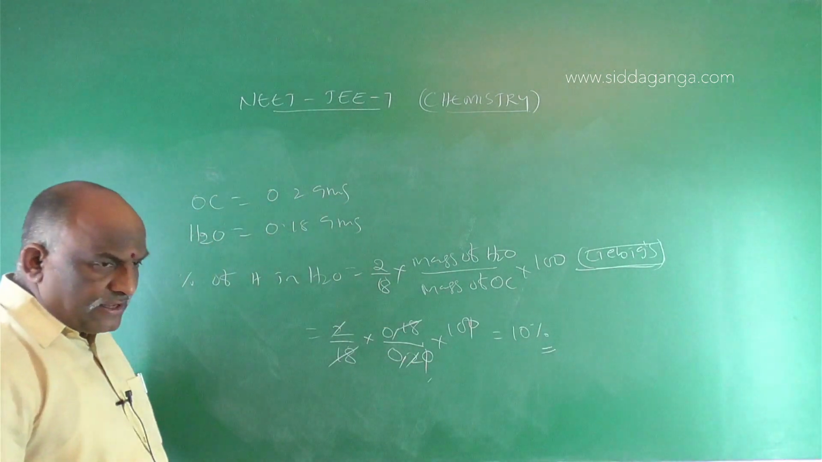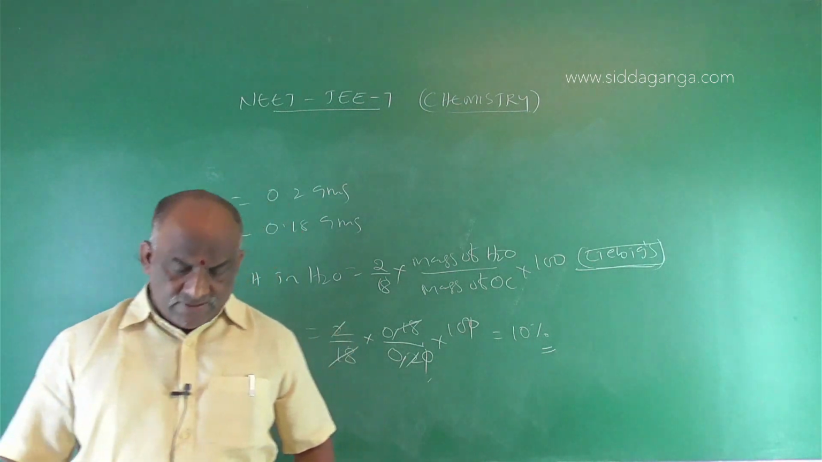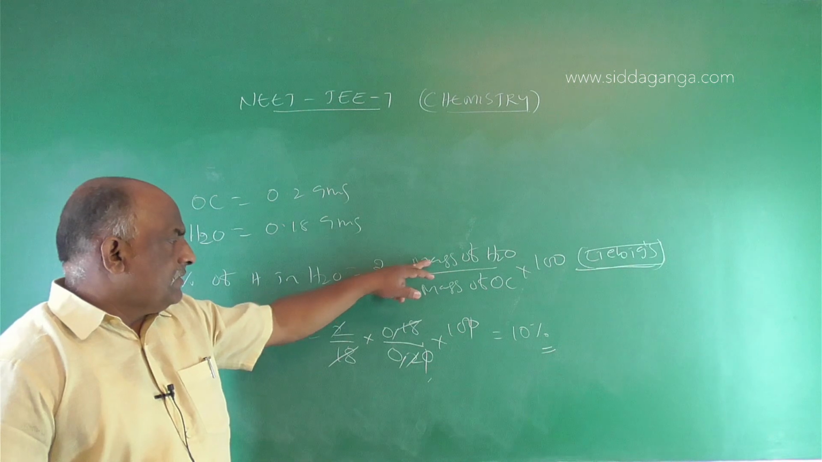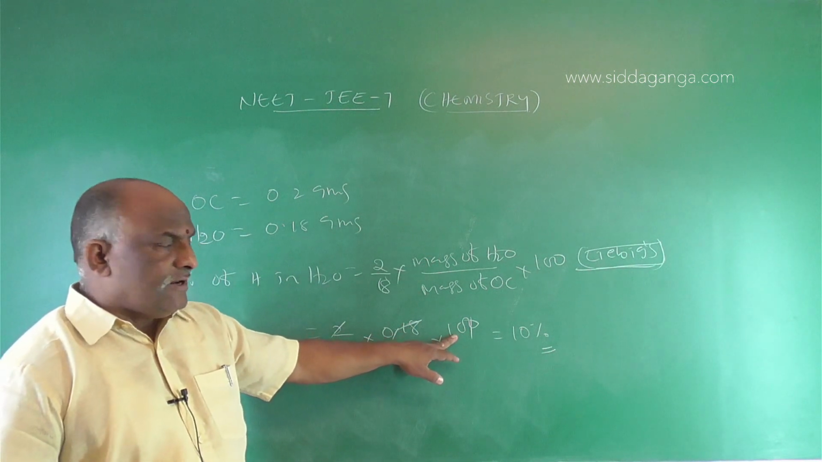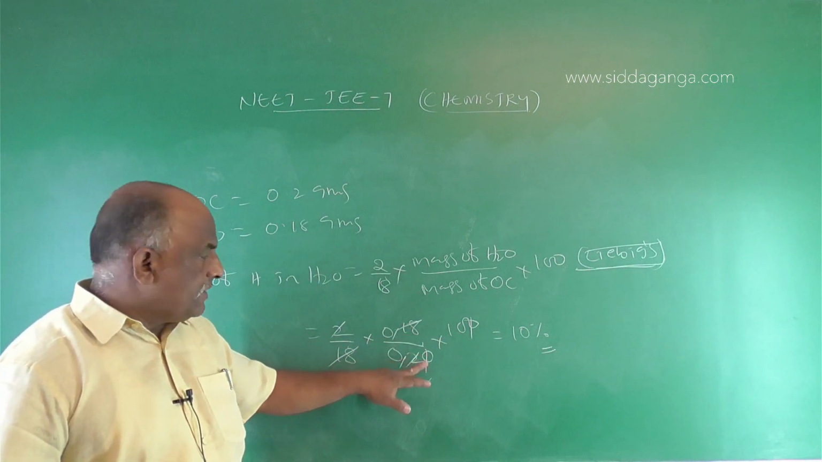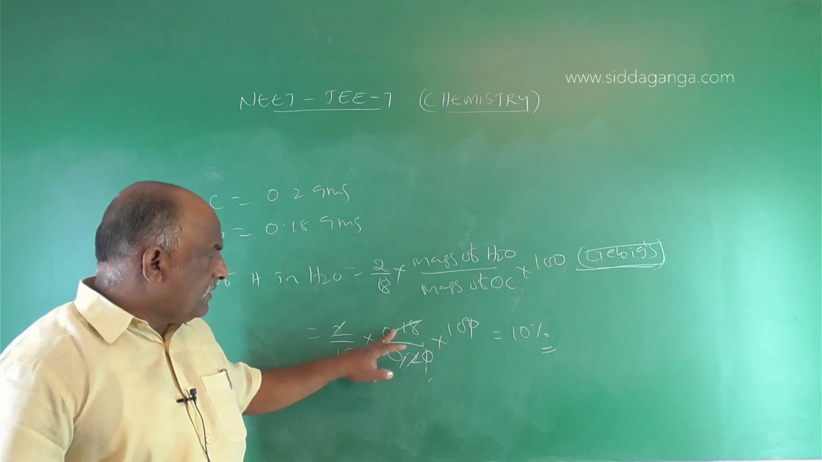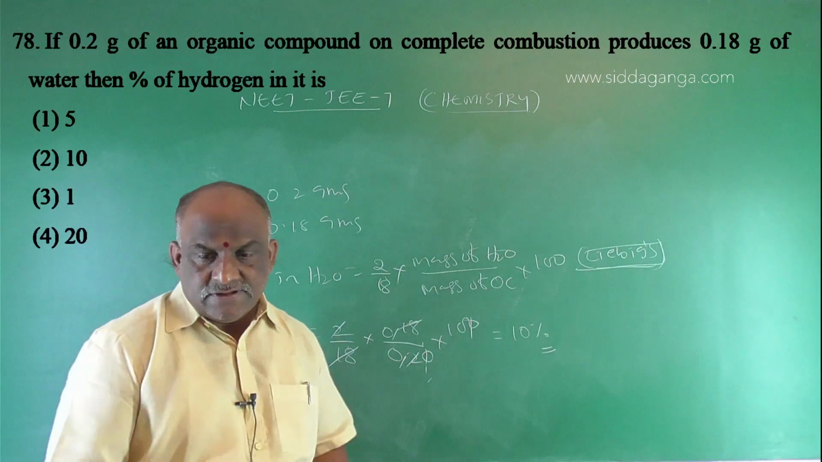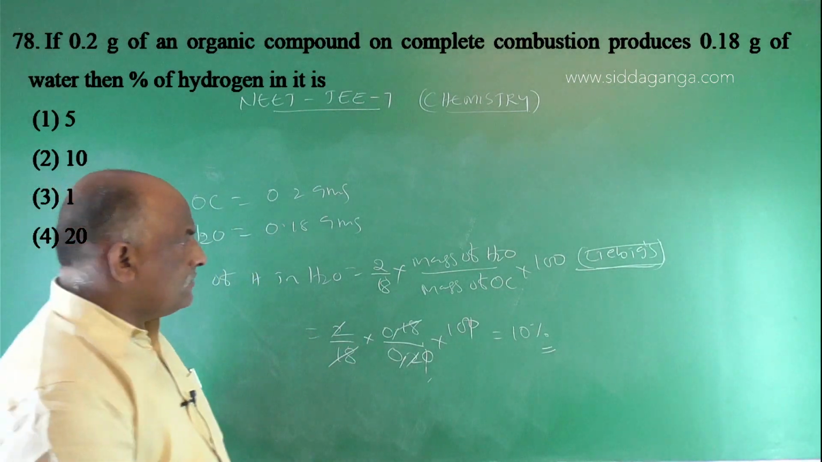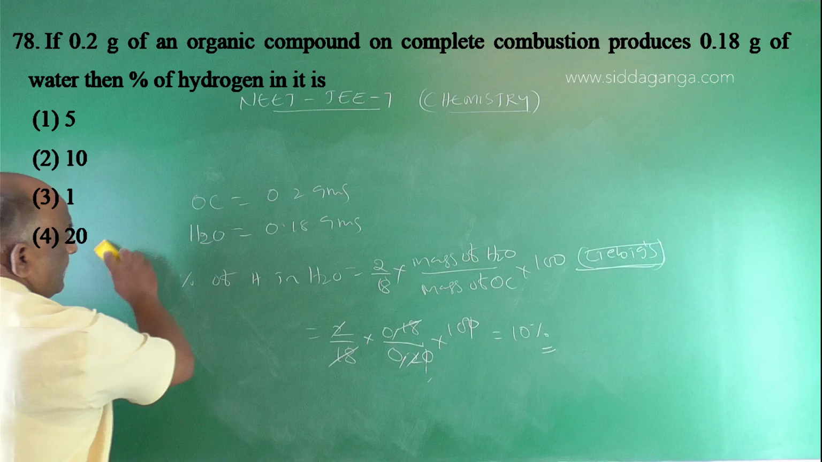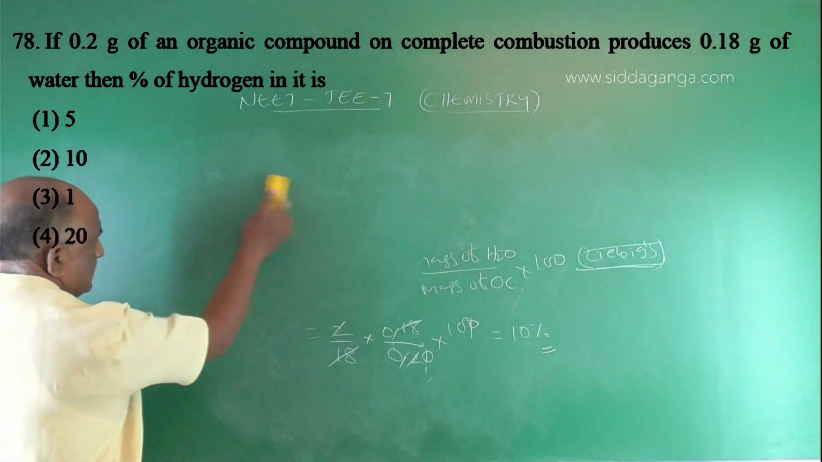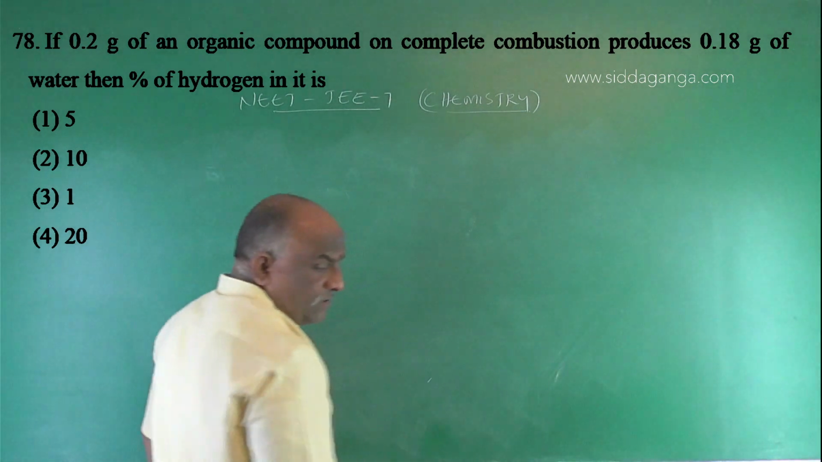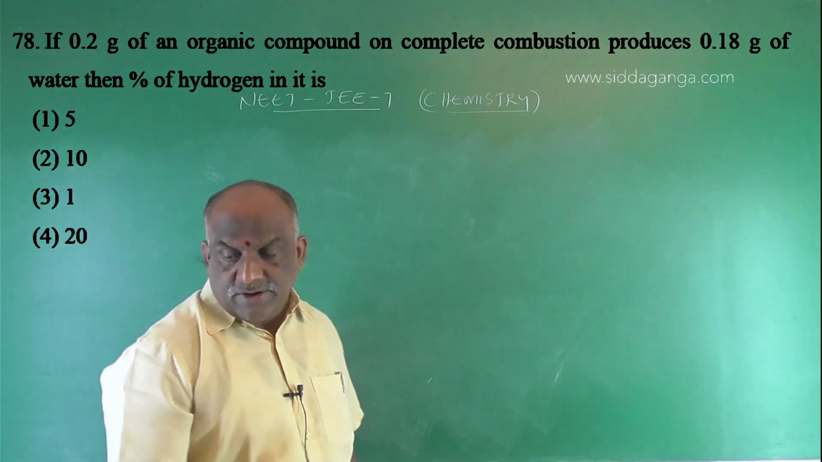It is a simple numerical; without a calculator we have to find the answer in proper time, within 10 to 15 seconds. 2 by 18 into 0.18 by 0.2 into 100. There are 2 digits, so make one more digit 0. After that the point gets cancelled, and everything will be cancelled. Finally, 10% is the right answer for this question. The second option is right. By using Liebig's method, the formula is percentage of hydrogen equals 2 by 18 into mass of water divided by mass of organic compound into 100.